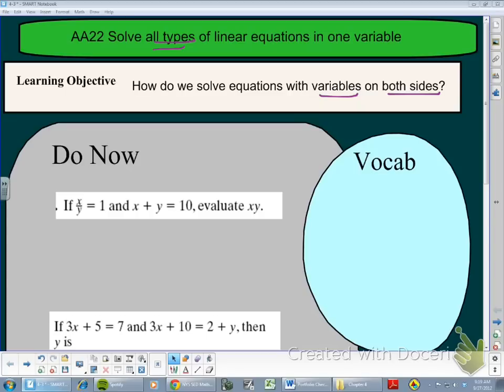If x over y is equal to 1 and x plus y is equal to 10, then evaluate x times y. Okay, so hopefully you've given yourself a chance to do the do now problems, and I'll go over them now.